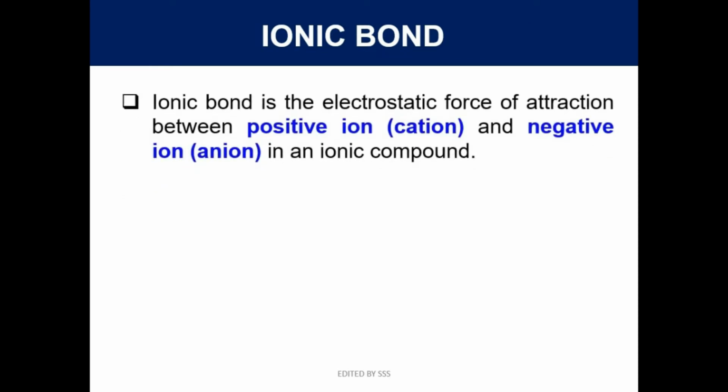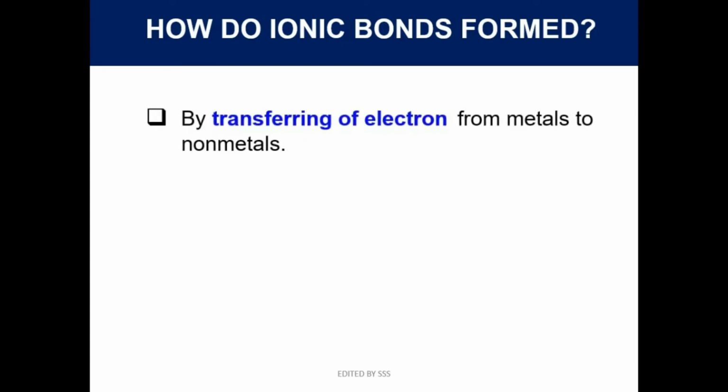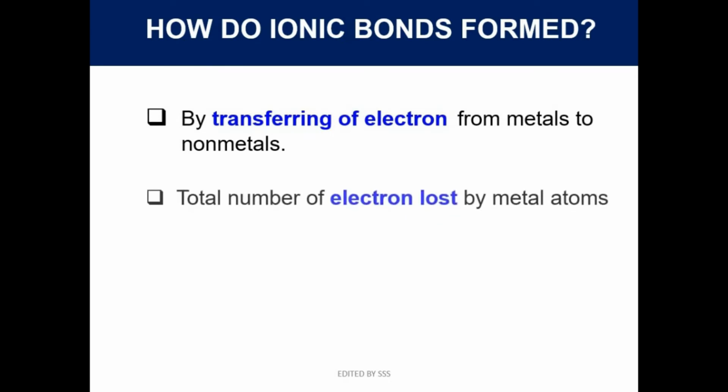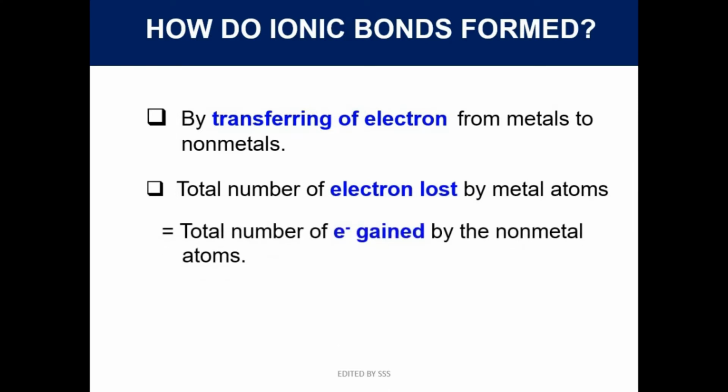Ionic bond. Ionic bond is the electrostatic force of attraction between positive ion and negative ion in an ionic compound. Ionic bond, also known as electrovalent bond. How do ionic bonds form? Ionic bonds form by transferring of electron from metals to nonmetals. Total number of electron lost by metal atoms is equal to total number of electron gained by the nonmetal atoms.